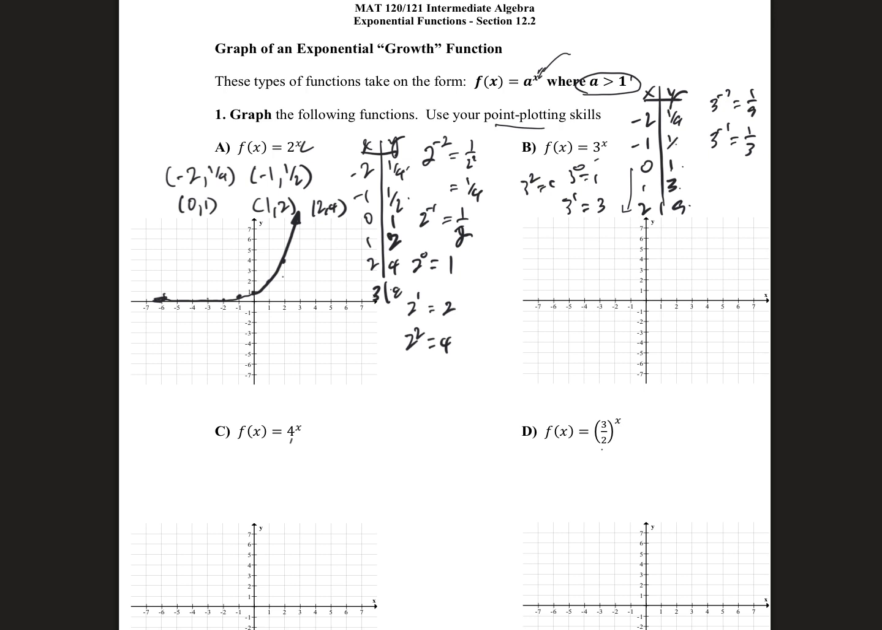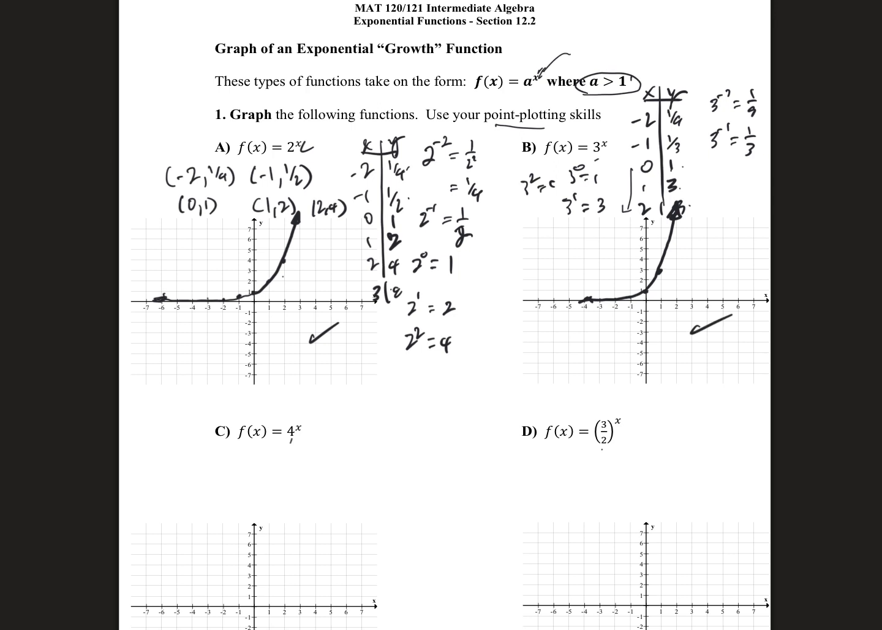The numbers are obviously different, but we're going through 0, 1 as our y-intercept, right? We're going through 1, 3, and then 2, 9. So right away, the function is really going fast. And then in the x direction, we're at 1/3, and then we're at 1/9. And in the negative x direction, we just get closer and closer to that x-axis. So you can see the graphs look very, very similar to each other.